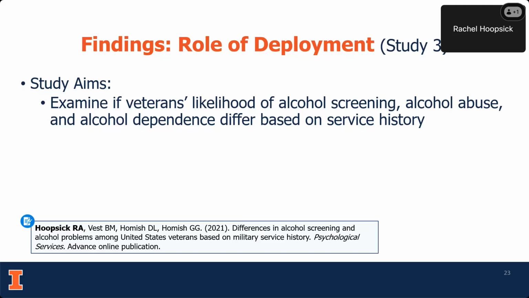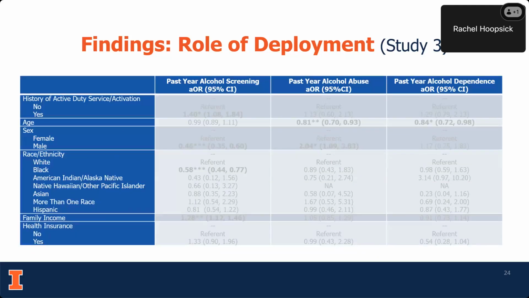So using a large sample of pooled cross-sectional data coming from the National Survey on Drug Use and Health, we restricted our sample to veterans who reported having at least one visit with a healthcare provider in the past year. We used logistic regression models to examine the effects of veterans' history of active duty service or activation, like a deployment, on several outcomes. So we looked at past year alcohol screening by a healthcare provider, or in other words, did a healthcare provider ask them about their alcohol use?